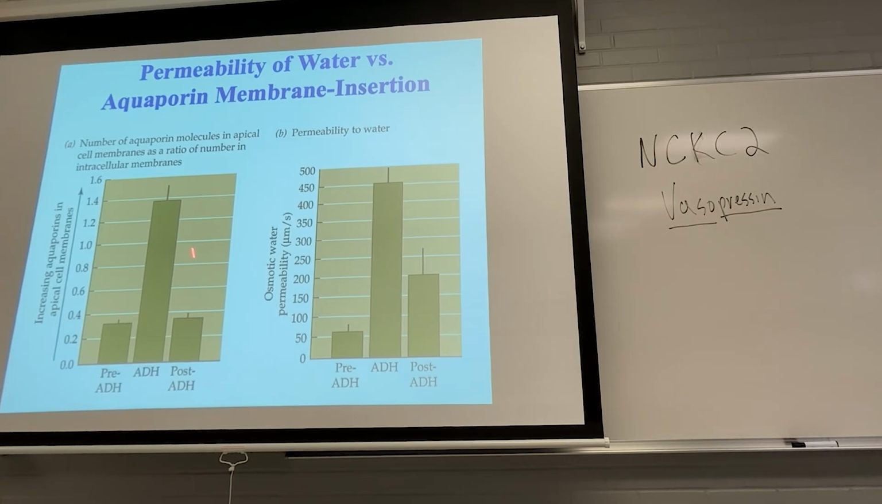So when ADH is present, aquaporin numbers increase in the apical membrane. And just to show that that parallels water resorption, notice permeability of the membrane also increases with ADH. It makes sense, right? You add more aquaporins, more water's moving. This will concentrate the filtrate dramatically as it passes through the collecting ducts.